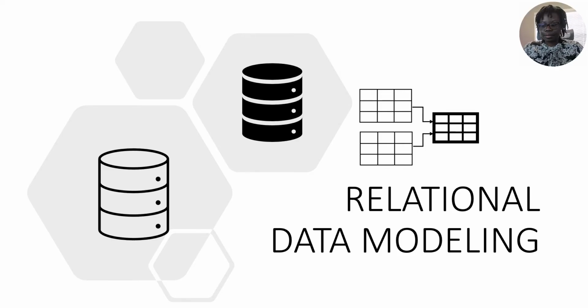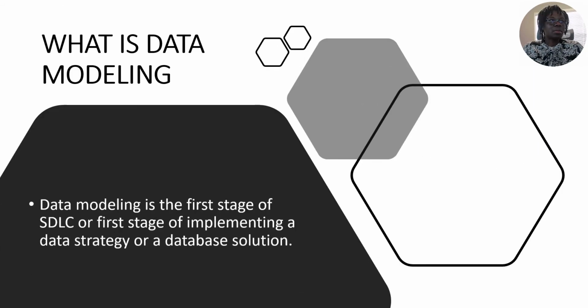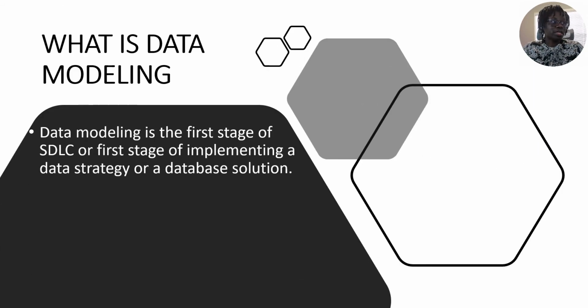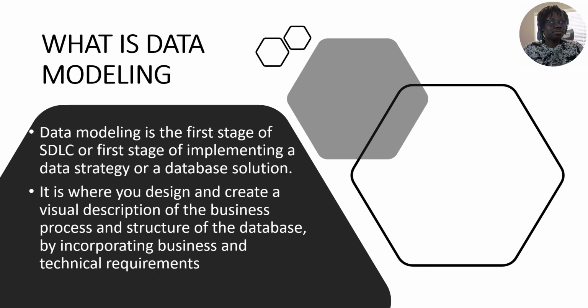Relational data modeling. Data modeling is the first stage of a software development lifecycle, or the first stage of implementing a data strategy or a database solution. It is where you design and create a visual description of the business process and structure of the database by incorporating the business and the technical requirements.